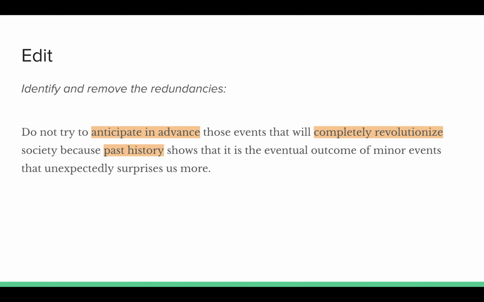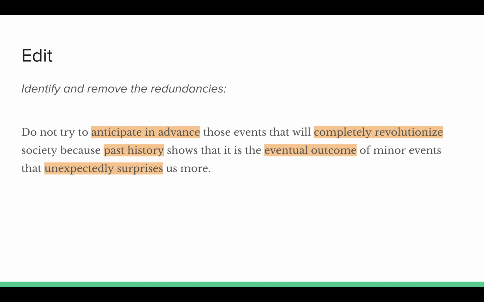Another obvious one is past history, of course. All history is past. I think it would be weird if you had future history. Maybe not. If time travel is possible, that could be. But that's an obvious one. The next one would be eventual outcome. Well, all outcomes are eventual. The last one is unexpectedly surprises us. Guys, if it's expected, then it's not a surprise.